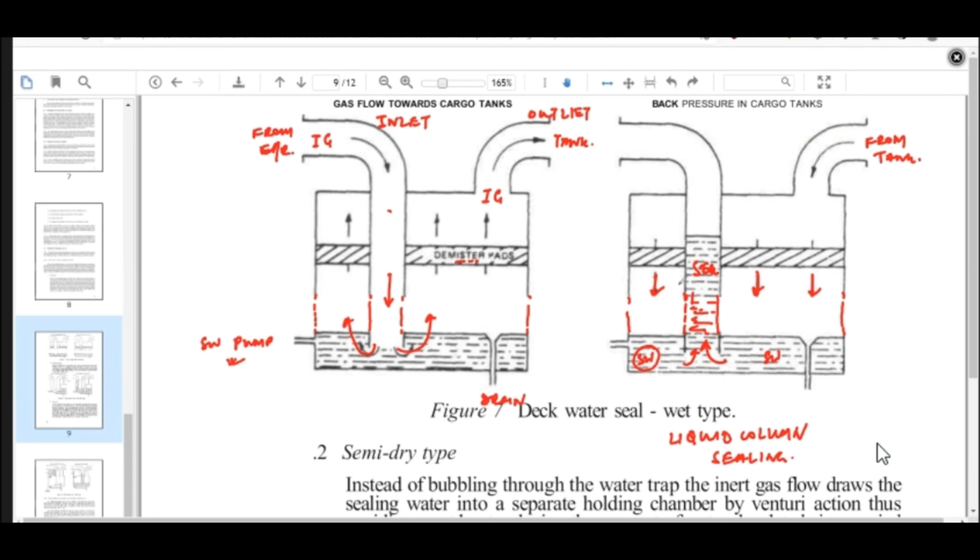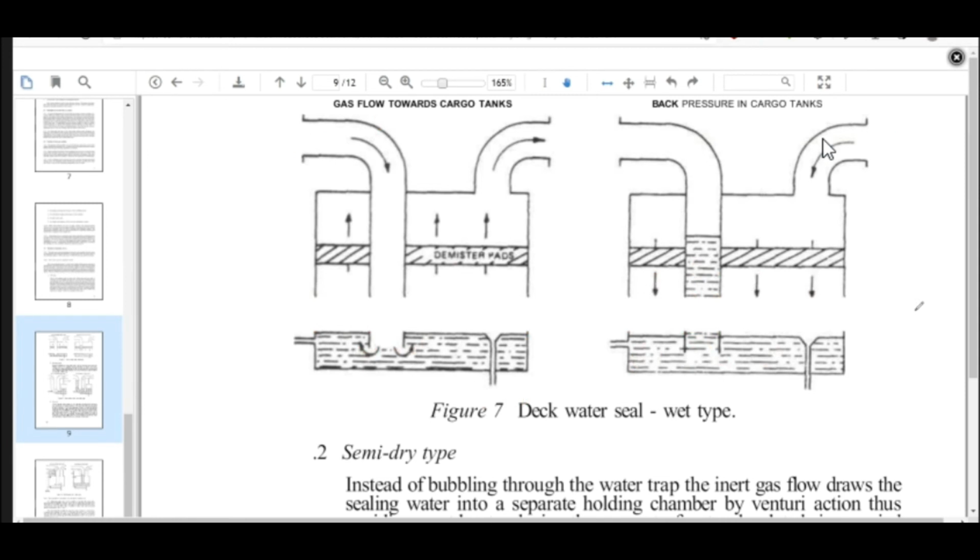Is that okay? Yes, sir. Thank you, sir. Sir, the demister pad's main work is to pass through the gas only, not water? Yeah, the demister pad's main purpose is to catch the water and other particles. Because there will be a lot of water drops which are going to be carried over from here, and the demister pad is going to catch that water.